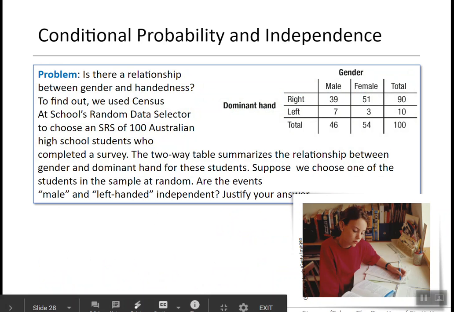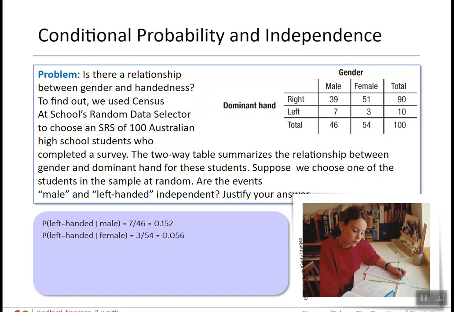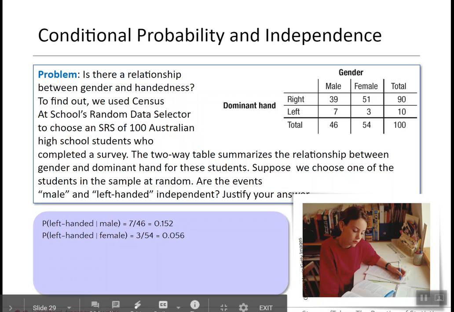So, we can start by looking at the probability that a student is left-handed given that they are male, and the probability that a student is left-handed given that they are female. So, there are 7 males who are left-handed out of 46 total males, which gives us a probability of 0.152 of selecting a student who is left-handed given that they are male. Probability of selecting a left-handed student given that they are female: there are 3 female left-handed students out of a total of 54 female students, which gives us a probability of 0.056. Since these probabilities are not the same, they are not independent events.